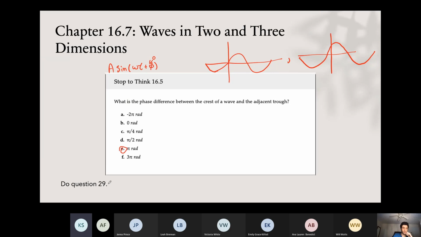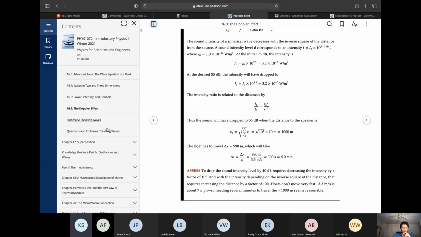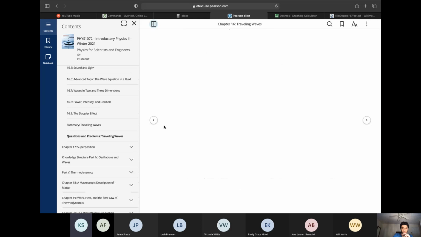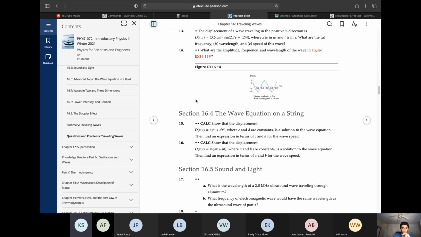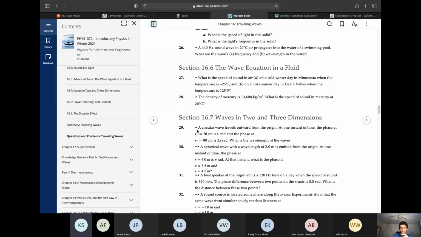I just said we'll do question 29 just to show you an example for a wave in 2 and 3 dimensions. So a circular wave travels outward from the origin at one instant of time. The phase at r equal 20 centimeters is 0 radians, and the phase at 80 centimeters is 3 pi. So what is the wavelength?